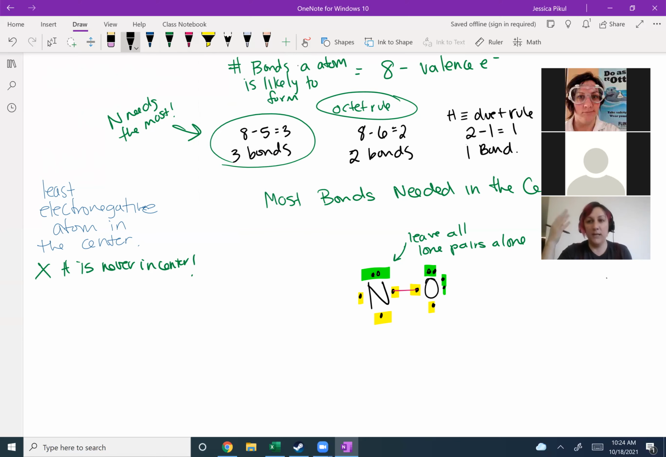So I like a nice algorithm more than anyone else probably. So again, I'm not going to mess with the lone pairs. Those I'm going to leave alone. I'm not going to separate them unless I have to. And I'm going to form a bond between 2 unpaired electrons.